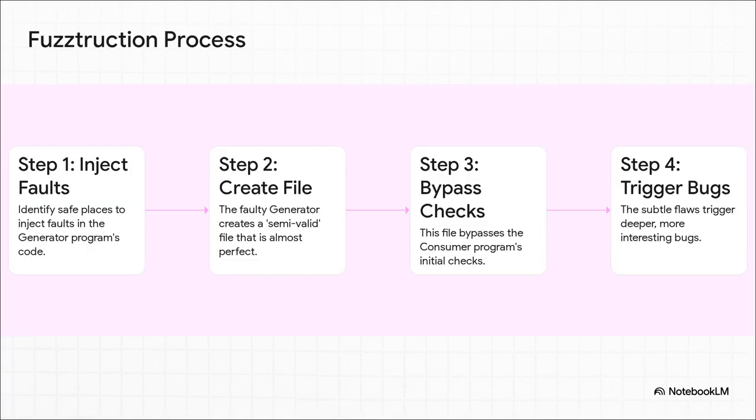So here's how it plays out. First, the tool scans the generator's code. It's looking for just the right places to inject a tiny, tiny fault. Then this, let's call it the faulty generator, spits out a file, and to the outside world, this file looks perfect. It sails right past all the initial security checks, but hidden inside is this subtle little flaw like a Trojan horse, just waiting to trigger those deep, hard-to-find bugs.